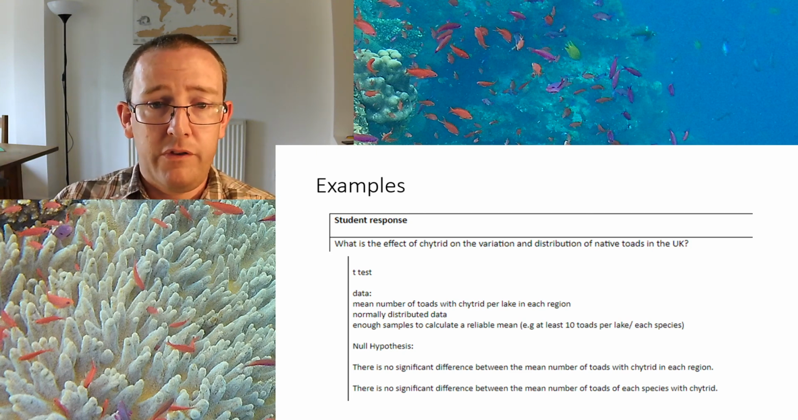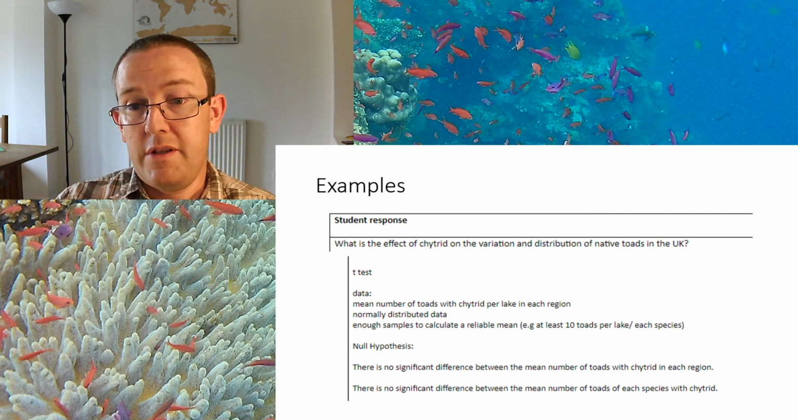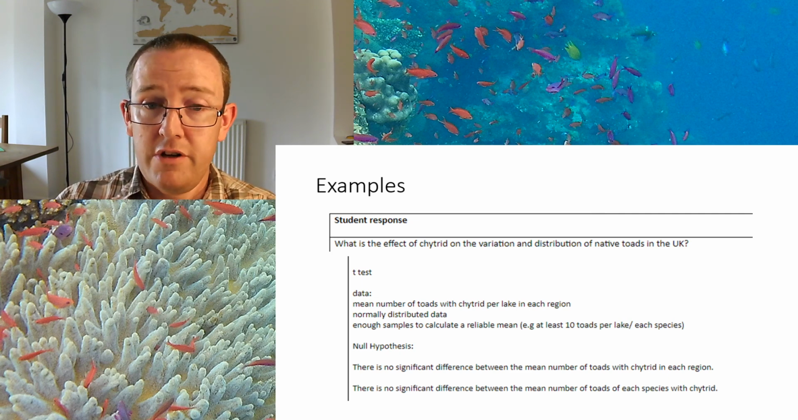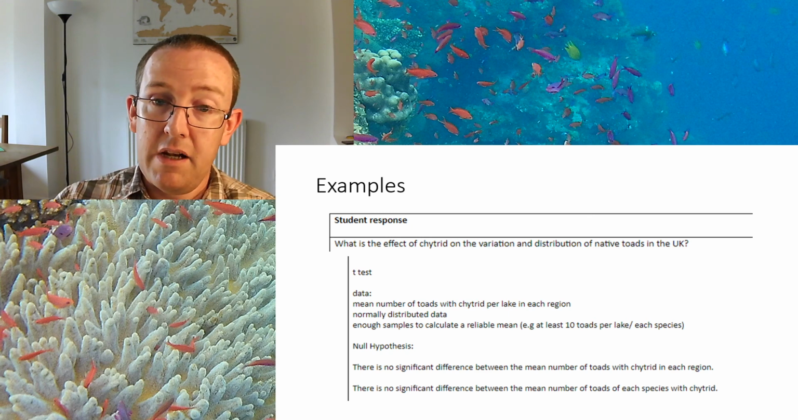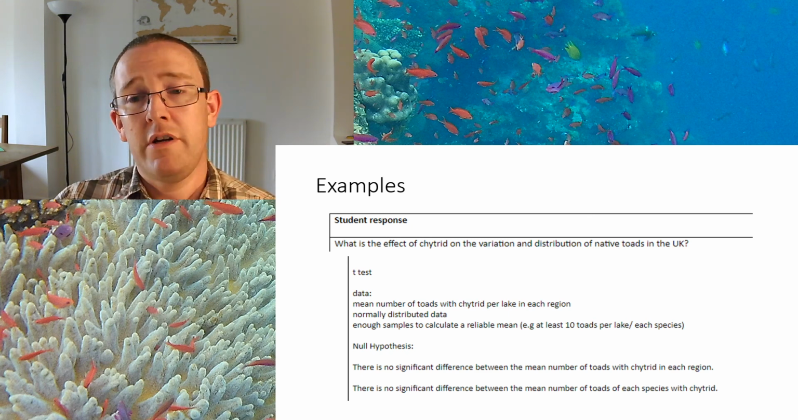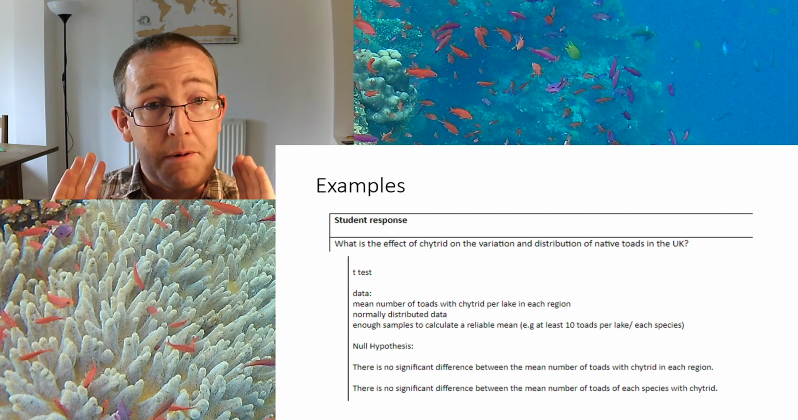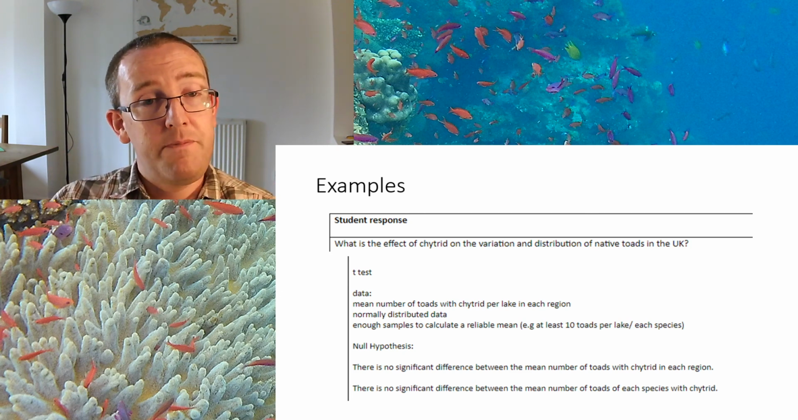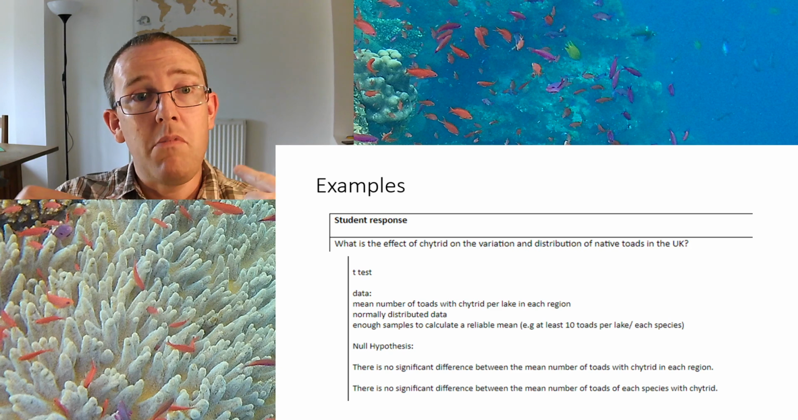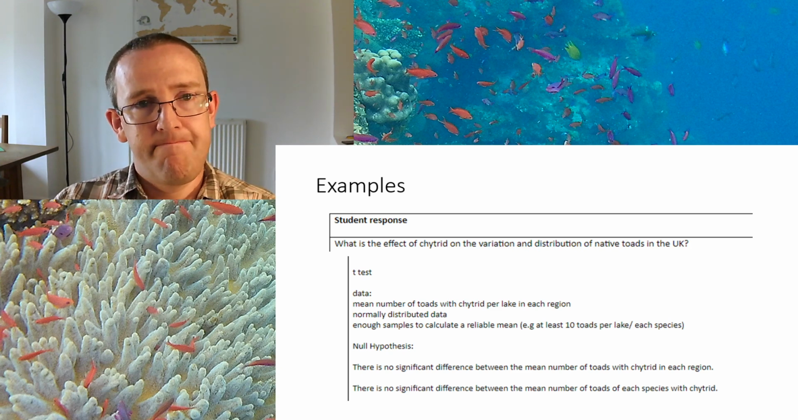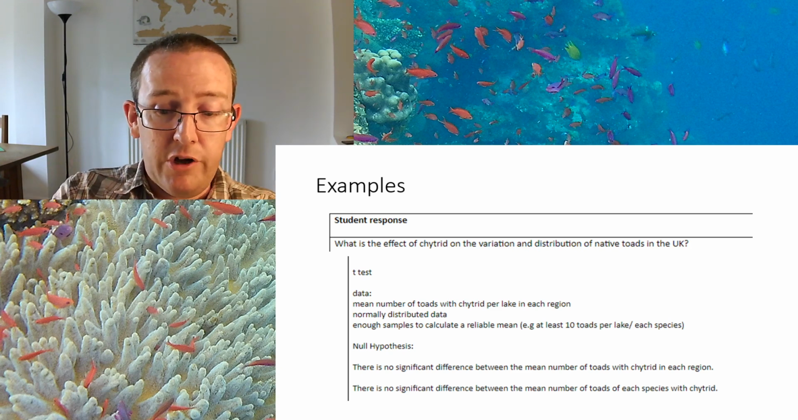The null hypothesis could be there's no significant difference between the mean number of toads with chytrid for each region, and there's no significant difference between the mean number of toads of each species with chytrid. So which one of those you'd use depends on which question you're actually asking, but that is a brilliant suggestion for the stats tests, and it's all come from a good question. Okay, so that's really good.